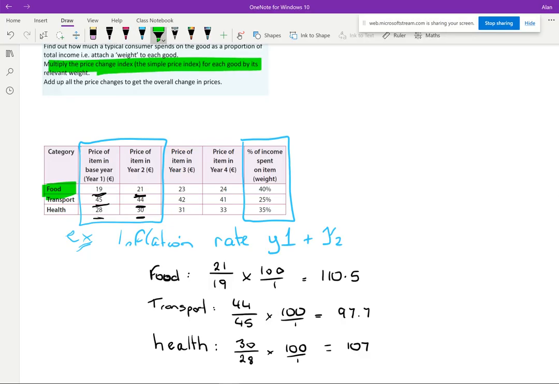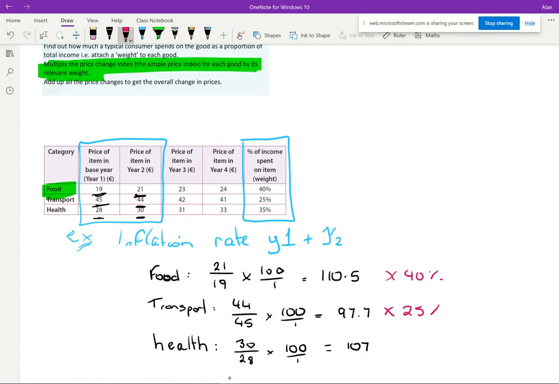Now we still haven't worked out the rate of inflation, because what we need to do here is up here. It says multiply the price change for each good by its relevant weight. By its relevant weight. Well, how do we do that? Let's have a look at the weight of food. So I spend 40% of my income on food, which means I need to multiply this by 40%. Now, the first time you're going to see this, you're going to be like, this is a bit weird, but it's very simple. Multiply this by 25%.